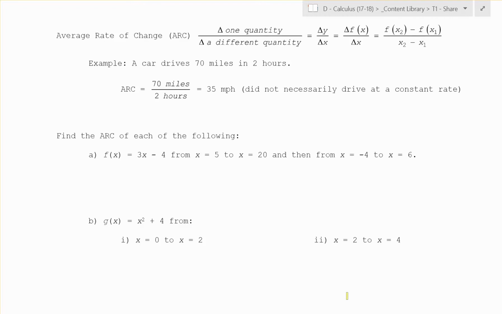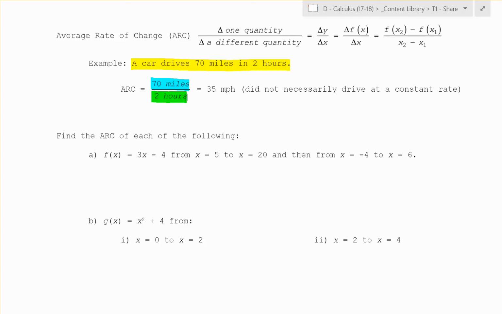So you've seen this before. You've seen this in questions like a car drives 70 miles in 2 hours. What is its average rate? You've done things like this for a long time. So if you go 70 miles in 2 hours and you want to know the average rate of change, you're going to divide 70 miles, the distance, by the time it took. So the average rate of change is 35 miles per hour. Keep in mind, this does not mean that the car necessarily drove 35 miles an hour the whole time. It just means that the average speed in this case was 35 miles per hour.